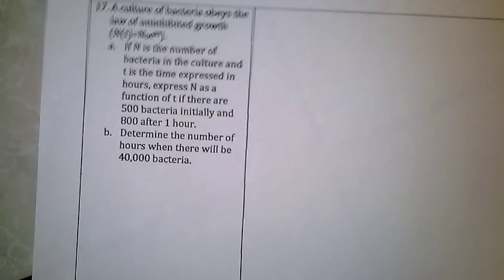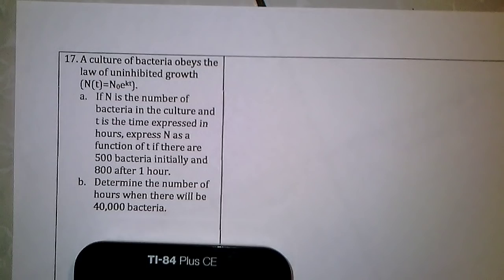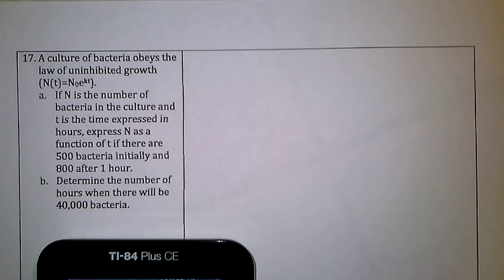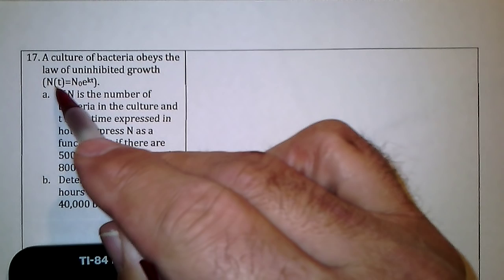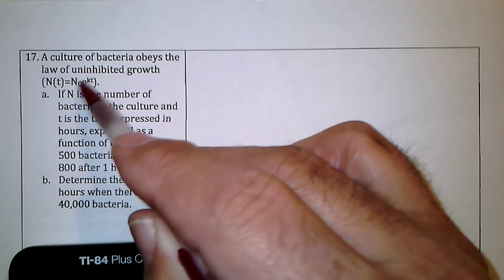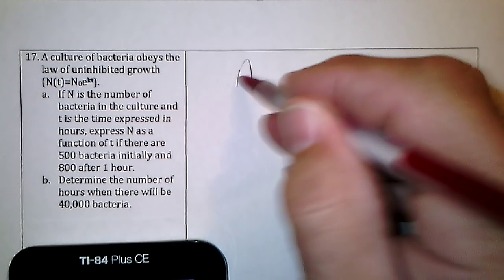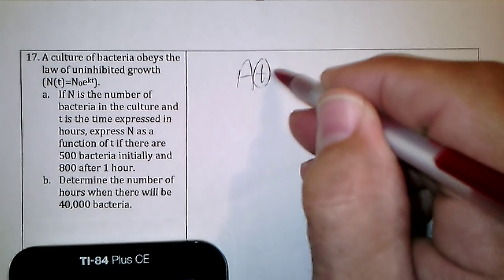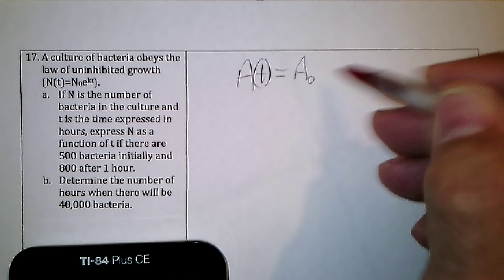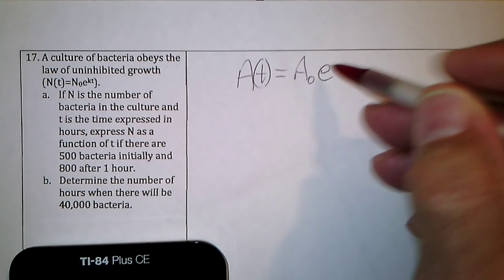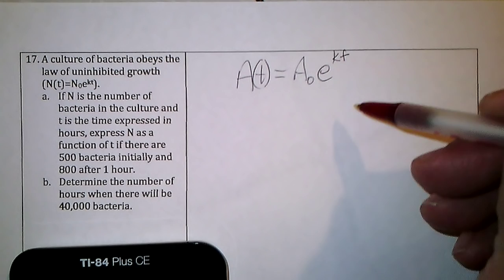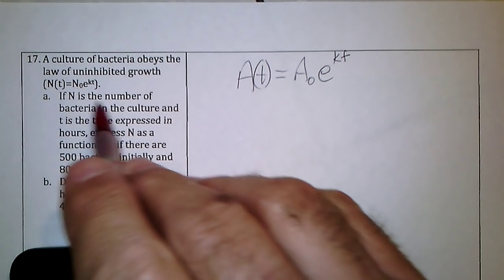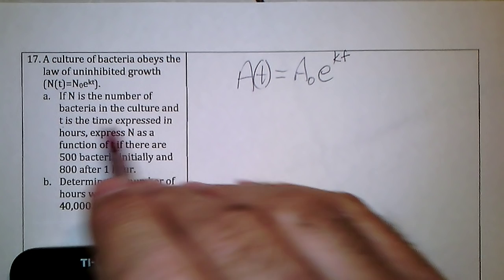And the last page. Sorry about that phone ringing a little bit ago. Last page. So bacteria is growing. The number that there is after a while is the starting number, e to the kt. So amount after some time is equal to the starting amount. This is what I used in class, but it could be with an n or p or q or whatever. Kt. And it says n is the number of bacteria in the culture, and t is the time expressed.